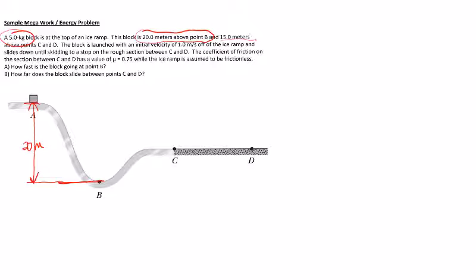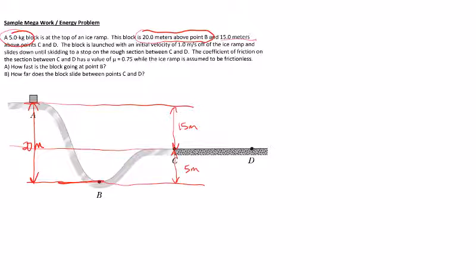And it says it's 15 meters above point C and D. So if I was to cut this over like that, then from here down to there would be 15 meters. Now I don't know if we'll need it, but just kind of carry this over. That means that this would be 5 meters, just in case we need that.